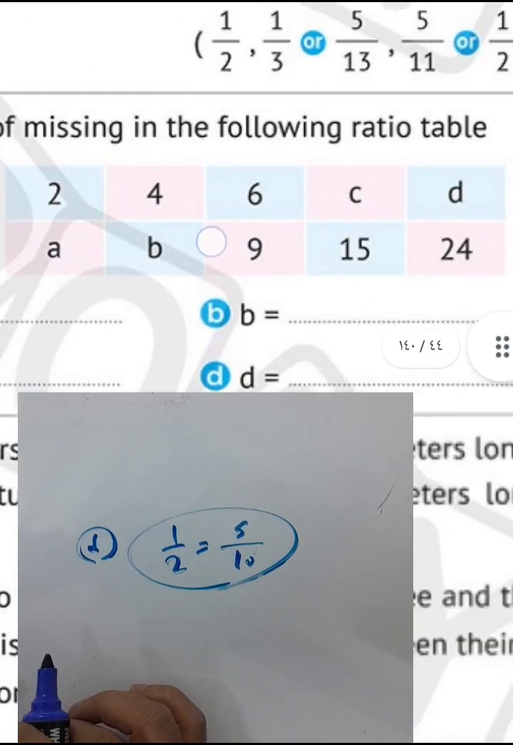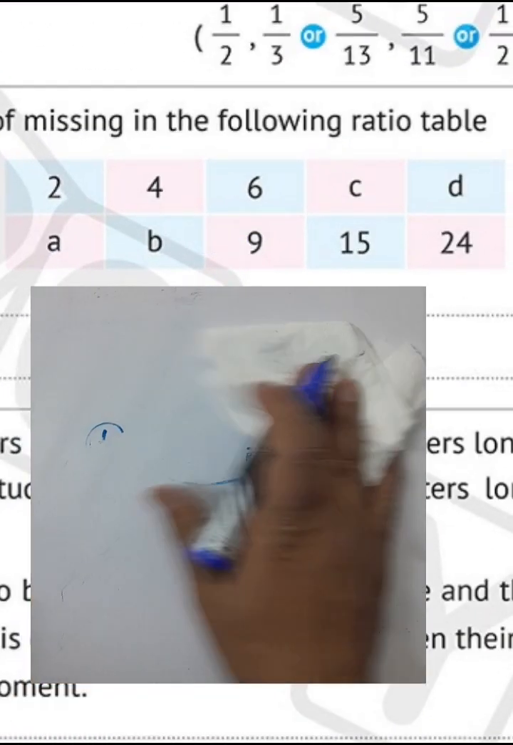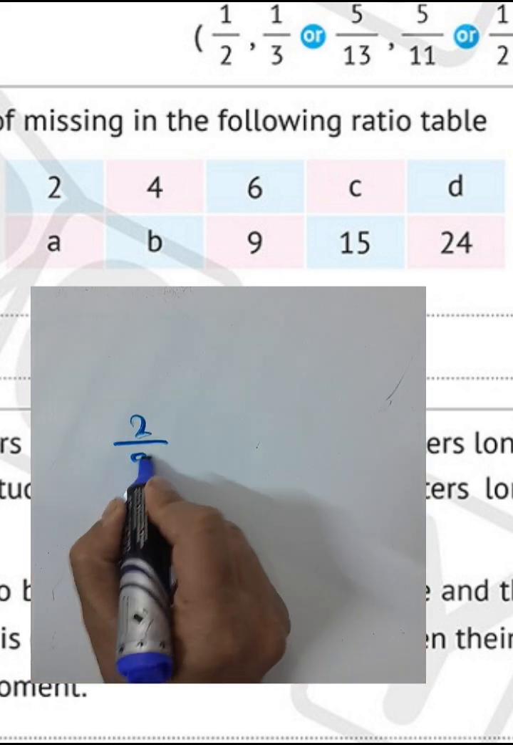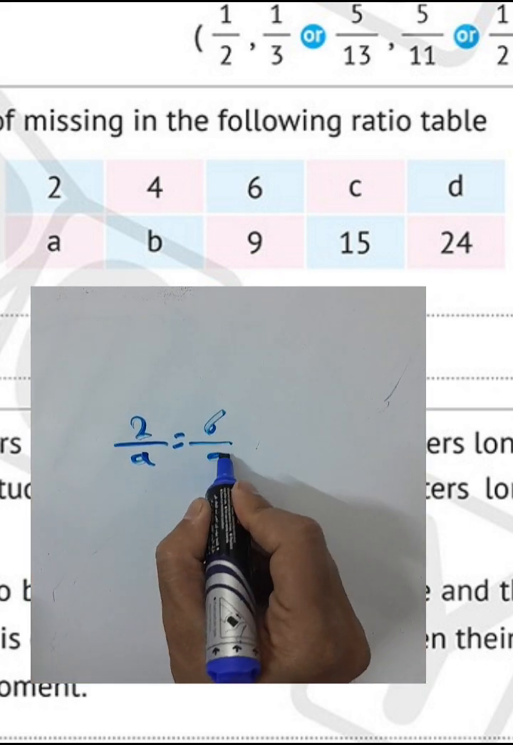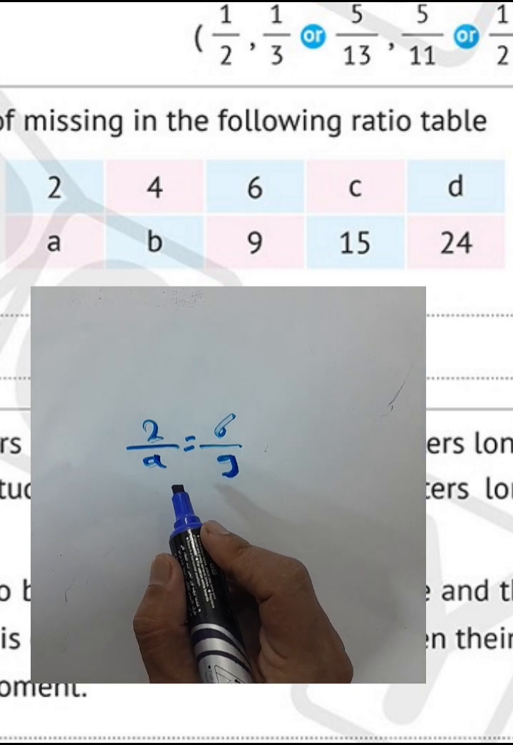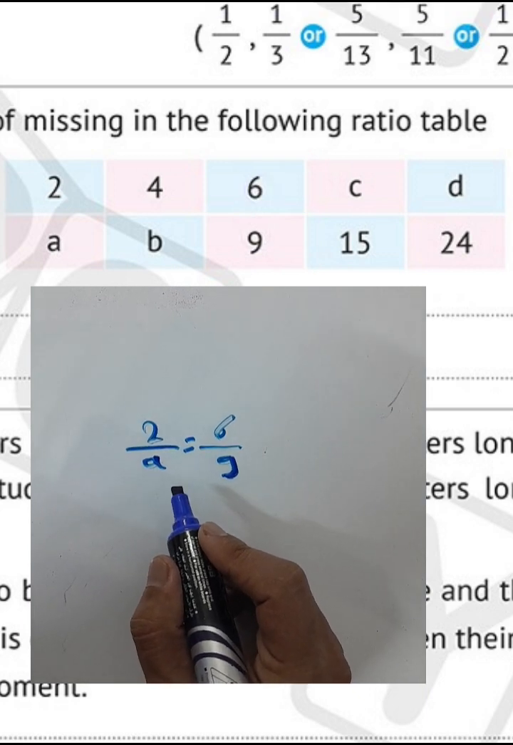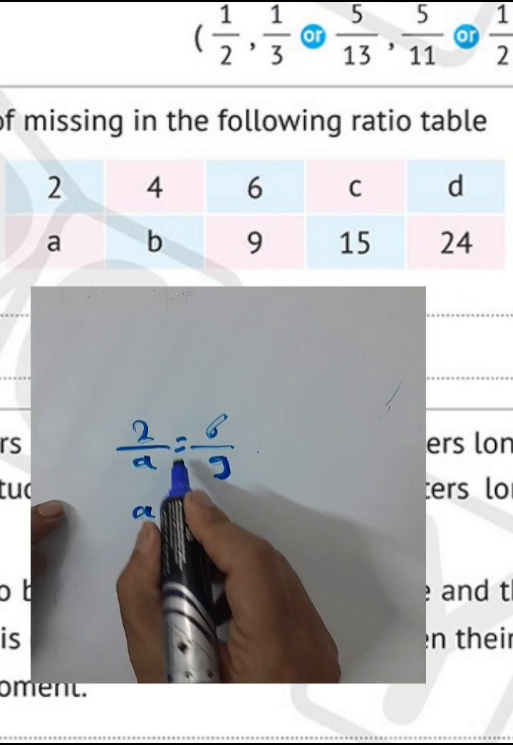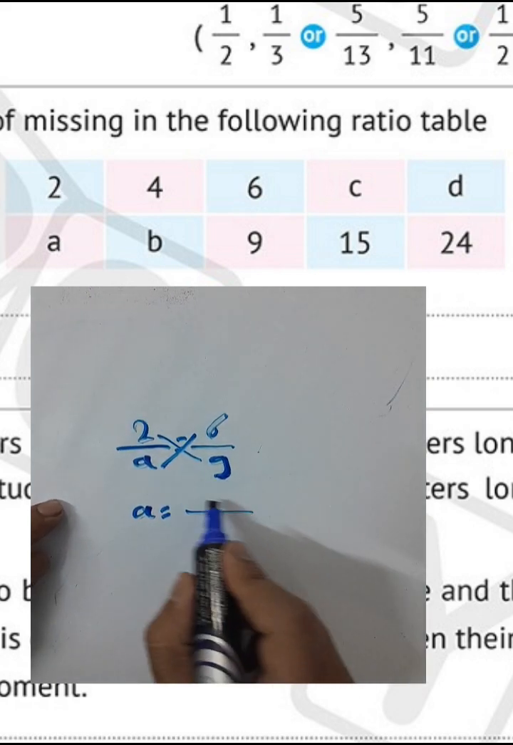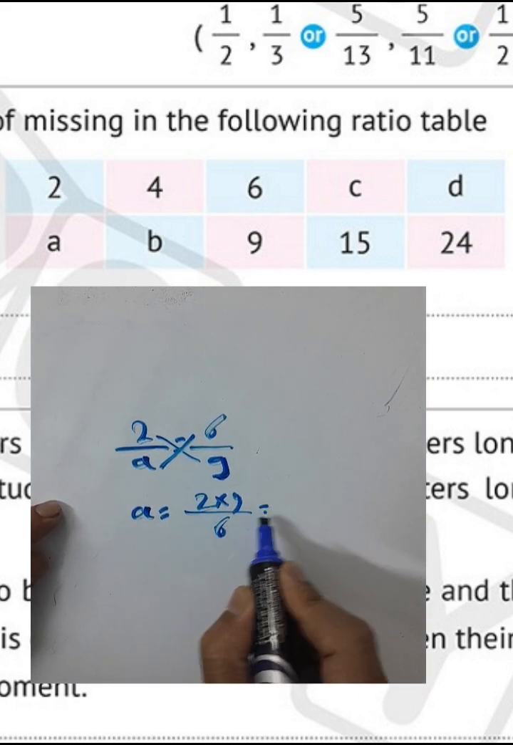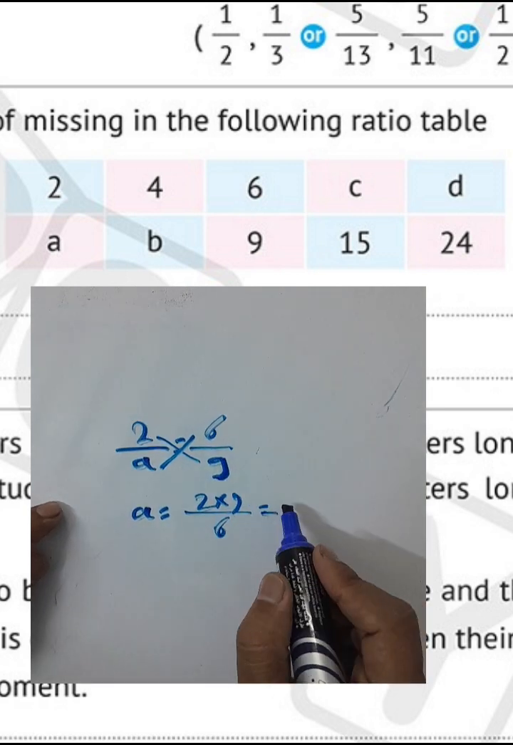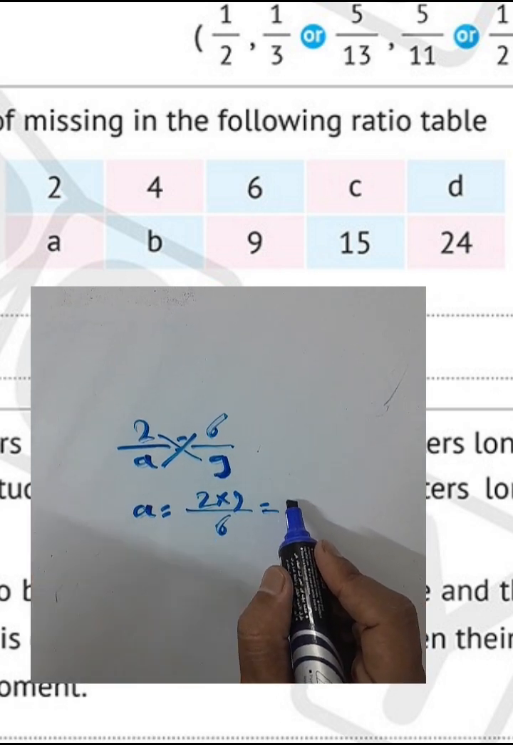Write the value of A and B and C and D here from this table. Okay, we can find the first one here, A. The ratio here is 2 over A equals 6 over 9. You can write the numerator and denominator as equivalent, and you can find A by multiplying. 2 times 9 over 6. 2 times 9 equals 18. 18 divided by 6 equals 3.